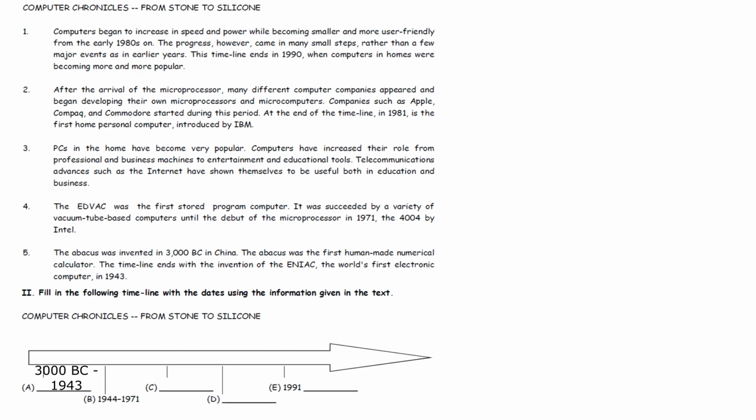Let's check the answers. A is 3000 BC and 1943. We get this in the 5th paragraph. B is already written here. C is 1972, 1981. We get this in the second paragraph. D is 1982, 1990. We learn about this in the first paragraph. And the last one is 1991, today.